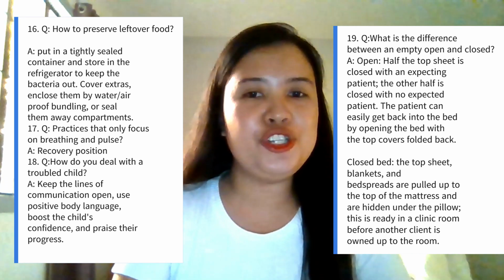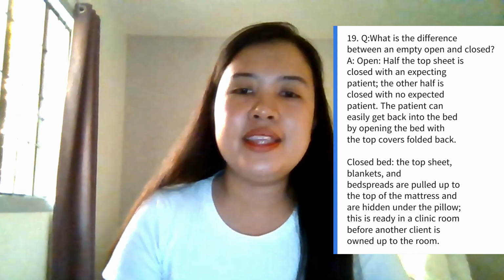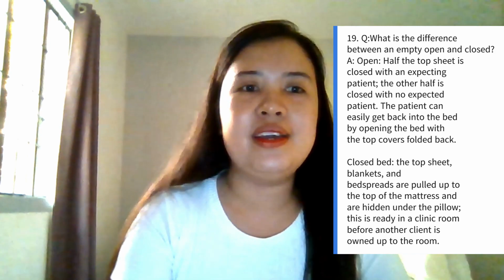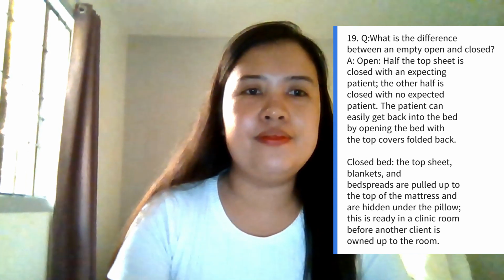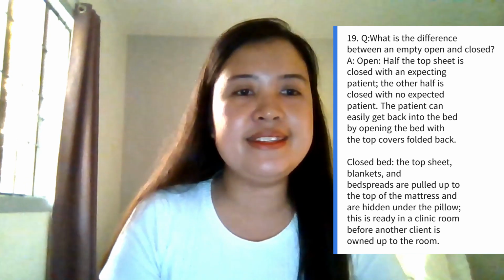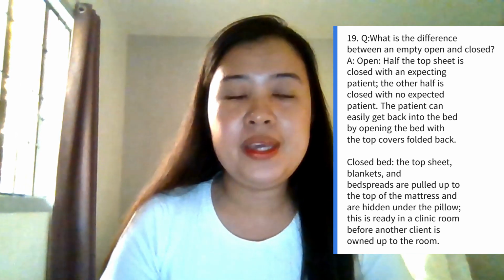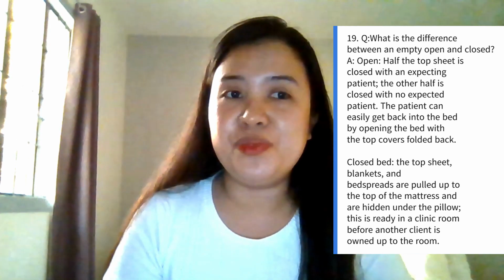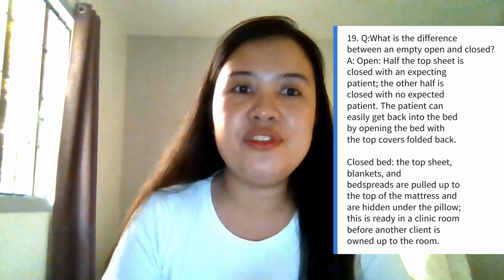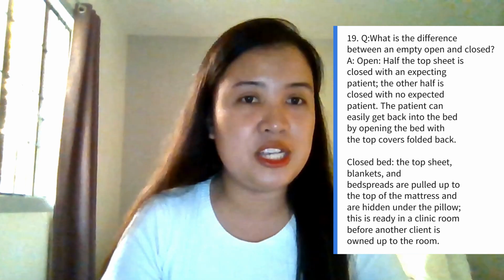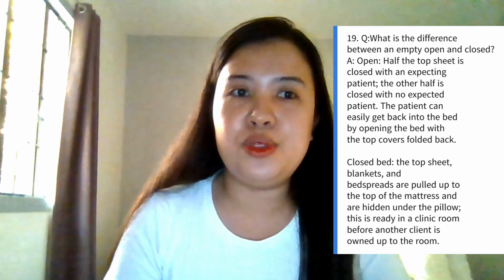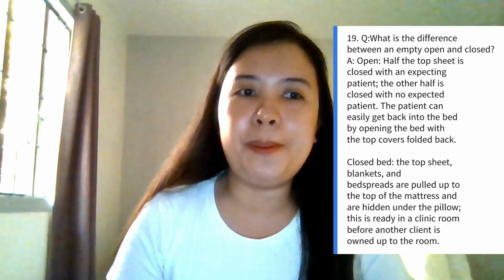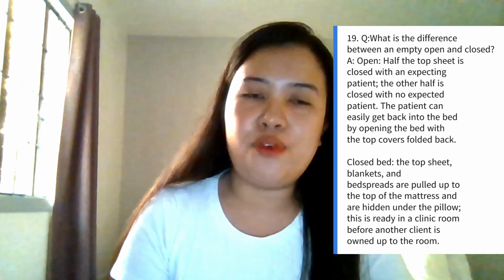So question number 19. Difference between unoccupied, open, and closed bed making. So the answer to this question is the open is half the top sheet. The open is the half the top sheet is closed with an expecting patient. The other half is closed with no expected patient. The patient can easily get back into the bed by opening the bed with the top covers folded back.